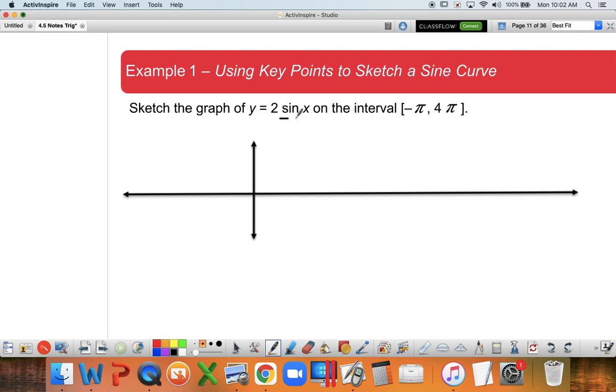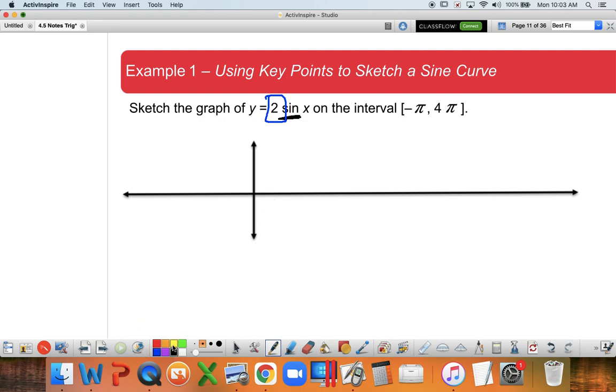So the first thing I notice is that it is a sine curve. I'm not adding anything on the end. I'm not adding or subtracting anything inside parentheses. So this is pretty straightforward. This is going to look exactly like our other sine curve, except I have this 2 out front. So I've got to work on that a little bit. How is that going to change my sine curve?